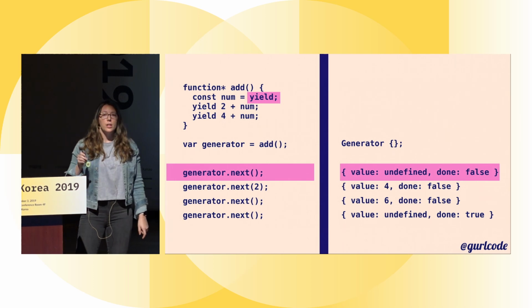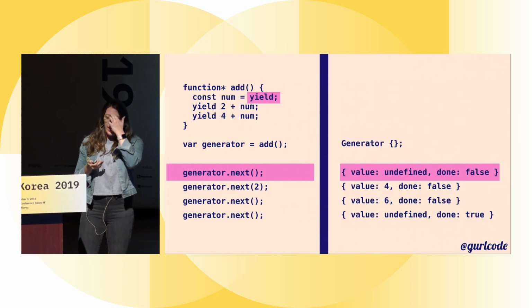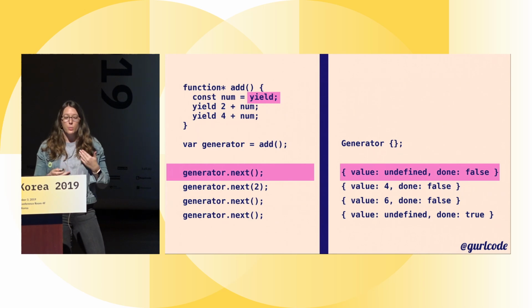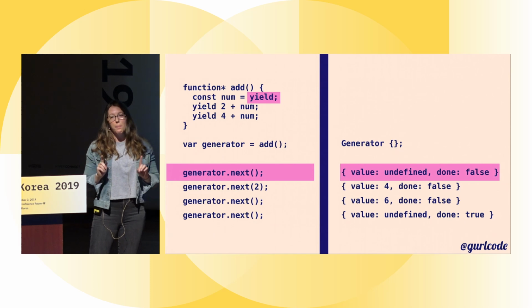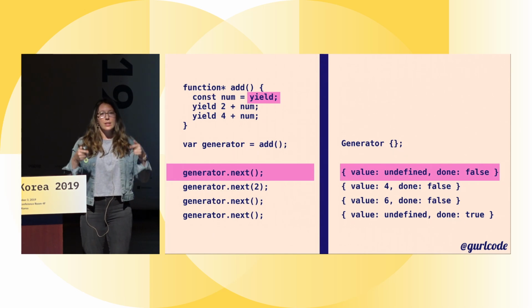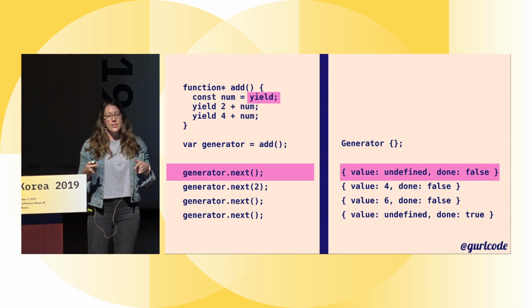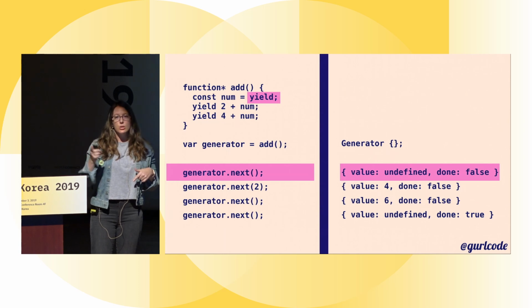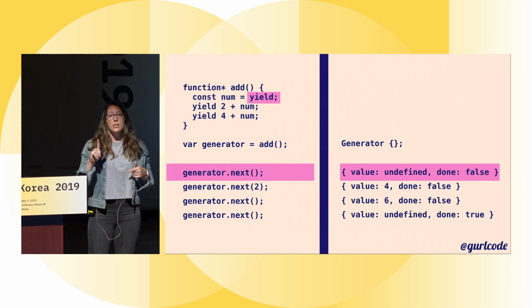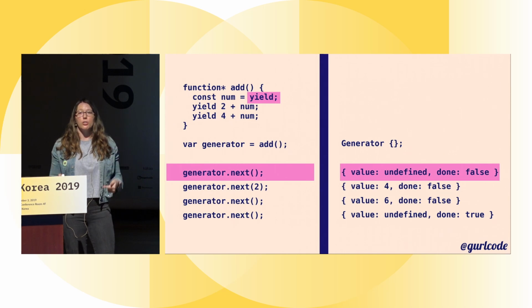Now, you can also pass values into a generator. And this seems a little bit weird at first, because you'll notice that the first time we call next, we're not passing in a value. We're actually doing it in the second call. The reason this happens is that inside of this generator function, once it hits the yield statement, it pauses. And that includes assigning things to variables. So const num equals hasn't actually been called yet. It pauses before you actually assign the variable.